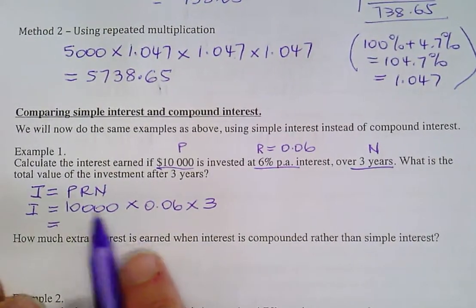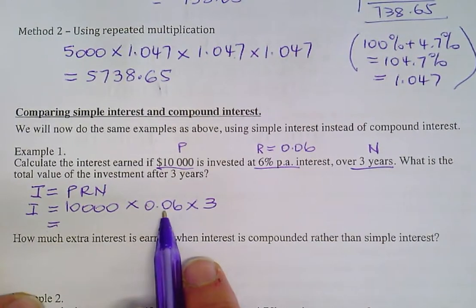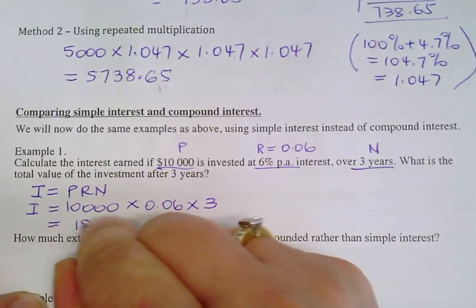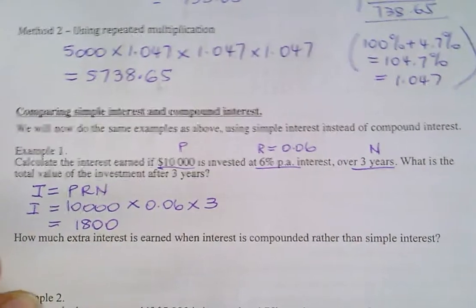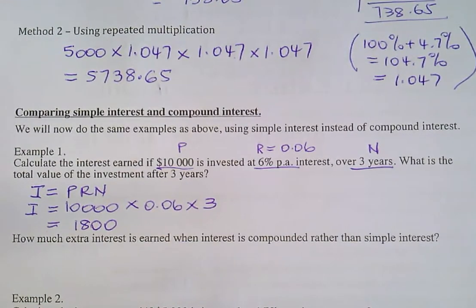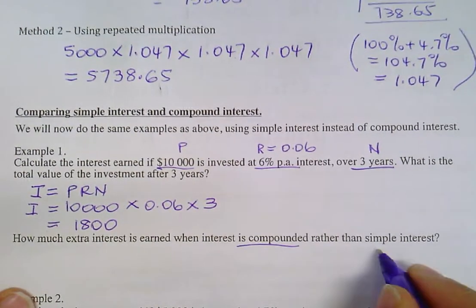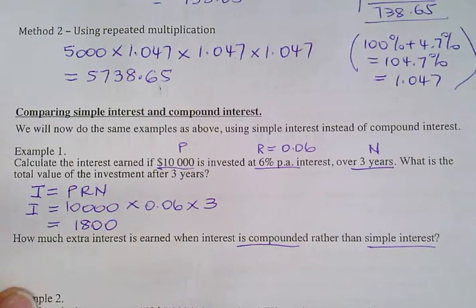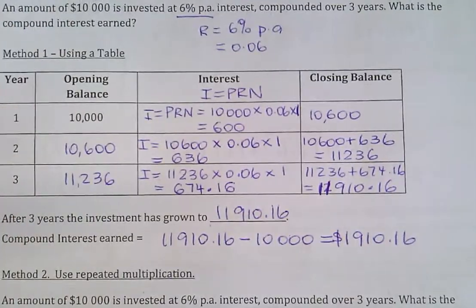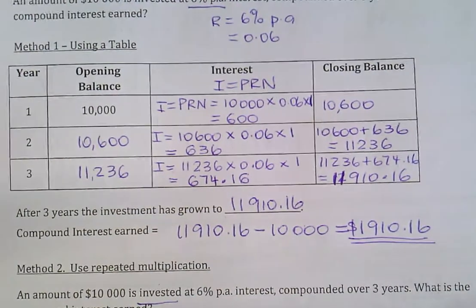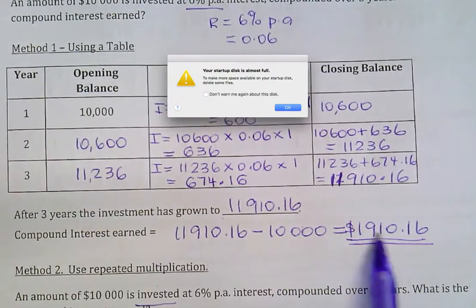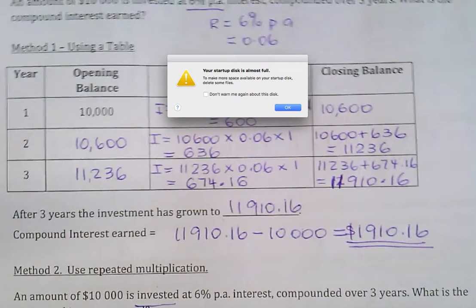So what do you think we get here? If you do 10,000 times 0.06, you get 600. And you earn $600 interest every year. So 600 times 3, 1,800. Now, if we go back to the first example we did on the page before, we can compare how much extra interest is earned when the interest is compounded compared to when it's just simple interest. So if I go back to the first page, my first example, the compound interest earned for this first example of $10,000 was $1,910.16.